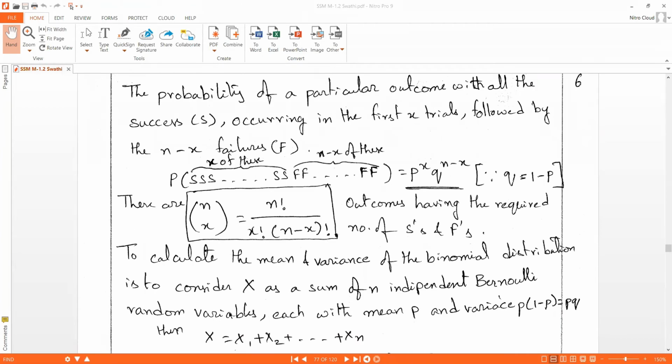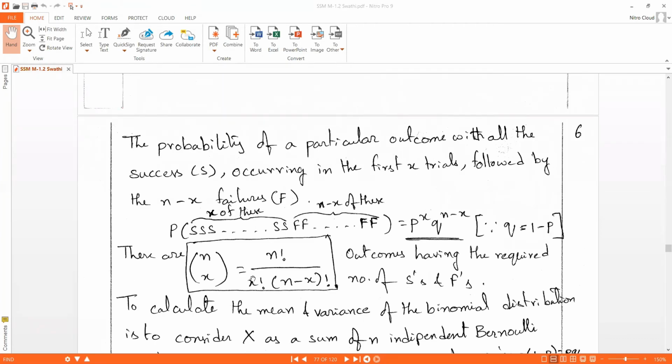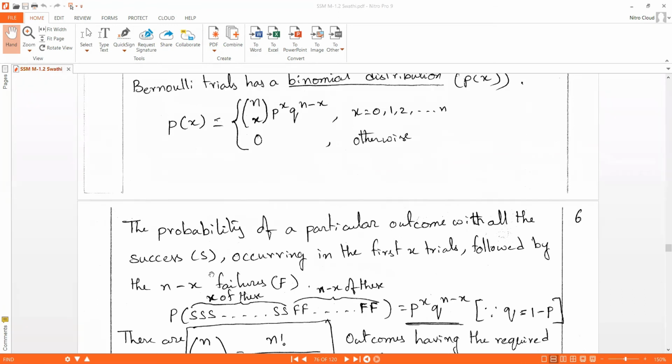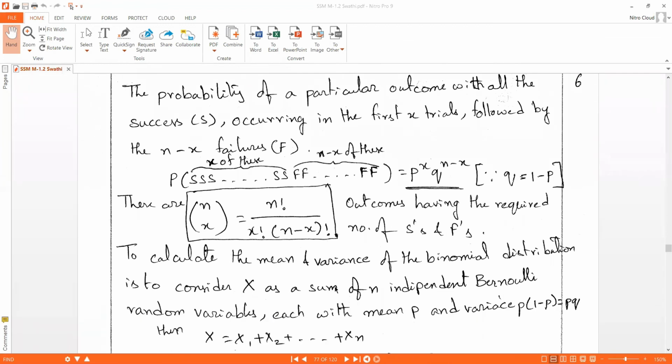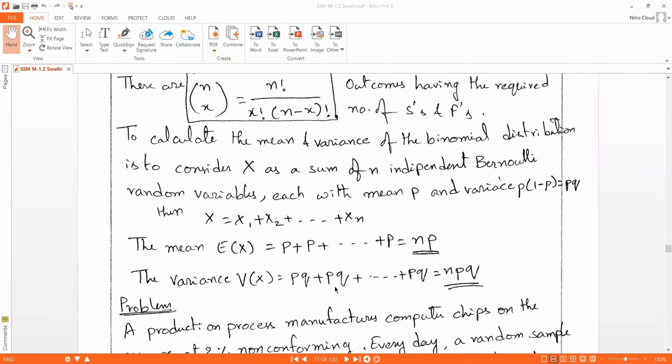Here q is 1 minus p. So this can be written with the number of successes and the number of failures as p to the power x into q to the power n minus x. And n choose x can be written as n factorial divided by x factorial times (n minus x) factorial. We can use this to calculate it.